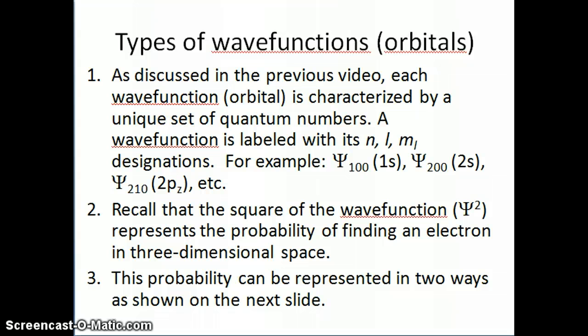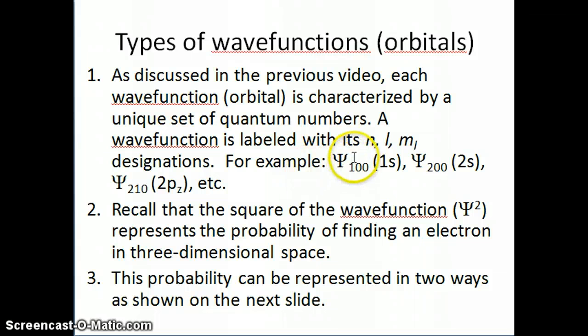So going back to the previous video when we talked about quantum numbers and the solution to the Schrödinger equation, we talked about the idea that when we solve the Schrödinger equation for a particular wave function, or a particular orbital, we get a certain set of solutions and a unique set of numbers, and those are what we call quantum numbers. And remember that we have the principal quantum number, which is n, the angular momentum quantum number, which is L, and then the m sub L, which is the magnetic angular momentum quantum number. Now, a specific wave function for an atom is labeled with its n, L, and m sub L designation.